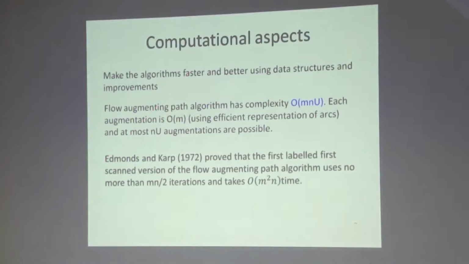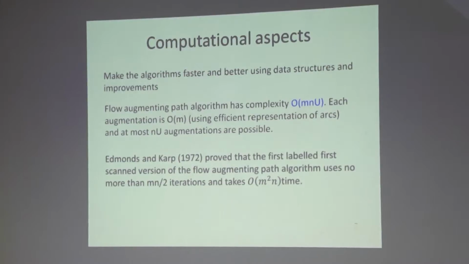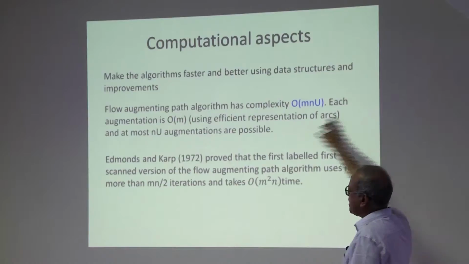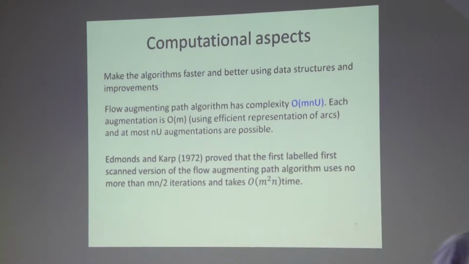I think that if you know data structures and how to represent arcs, then you will understand. First part is a little tricky. You have to define head of an arc, tail of an arc. If you have learnt it, so be it. If not, learn it. So if you do that efficient representation, then you can show that each augmentation is of order of complexity of m, where m is the number of arcs in the network. The computational effort in each augmenting path is order of m, the number of arcs in the network.